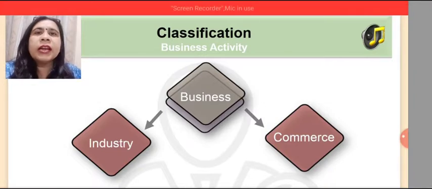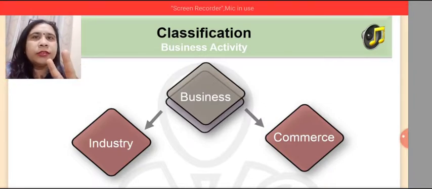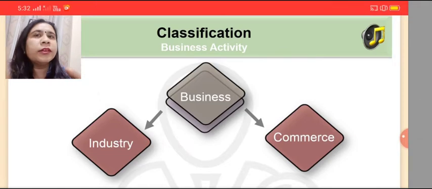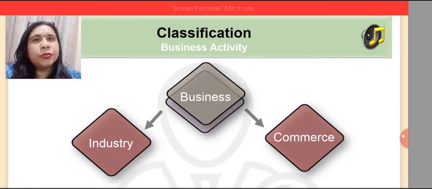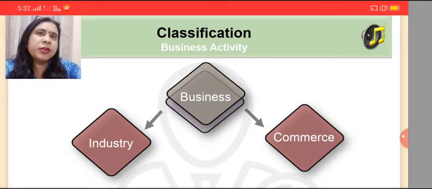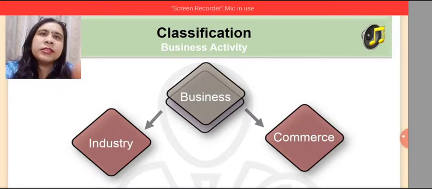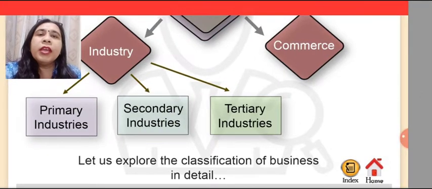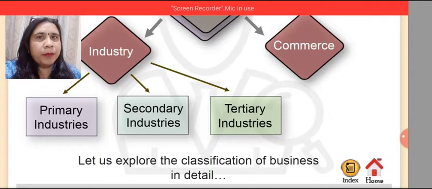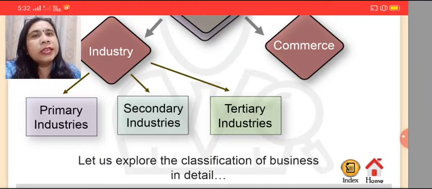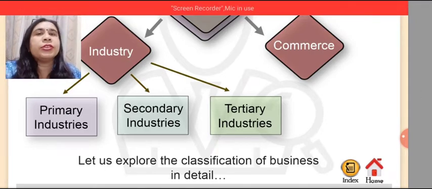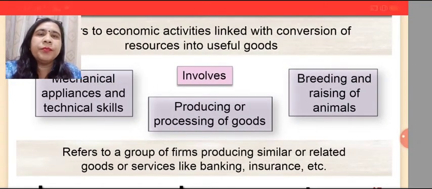Business activities are classified under two categories. As I told you, these are related to production and procurement. Production is related to industries and procurement is related to commerce. Let's study in detail. Industries can further be classified into three categories: primary industries, secondary industry, and tertiary industry. Let's explore the classification of industry in detail.